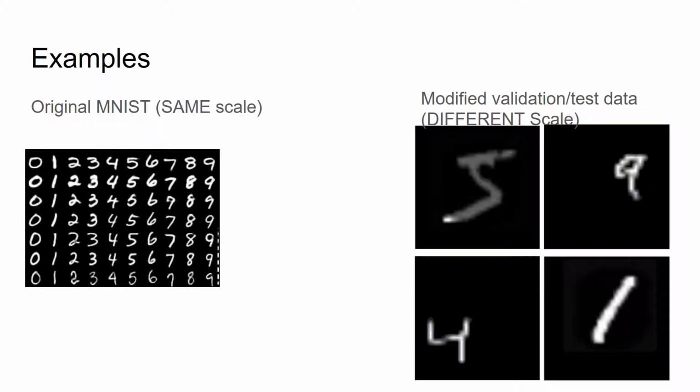Here are some examples. On the left, you can see the original MNIST dataset we use for training, and they are basically numbers in the same scale. On the right, there is the modified validation and test dataset. Basically, there are numbers in different scales.